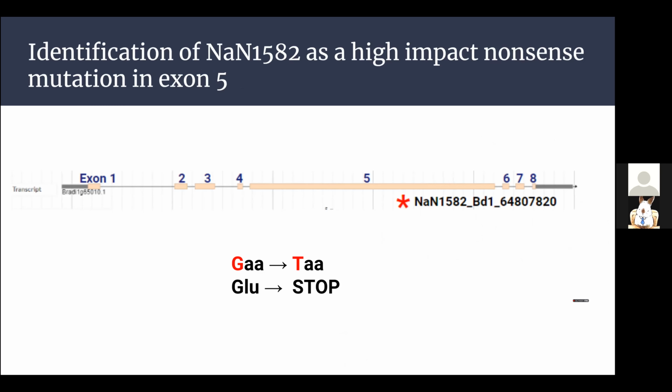So in our gene, we identified the NAN1582 mutation, which is a high impact nonsense mutation located in exon 5. Here you can see the location and position. And so what this mutation does is that it changes the guanine base to a thymine base, and this causes the amino acid to change from glutamine to a stop codon. This is known as a stop gain mutation, and it's high impact because the early stop codon would cause a significant loss of coding potential.